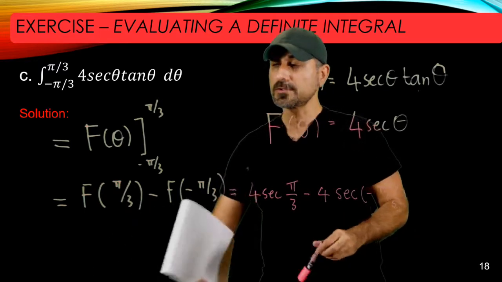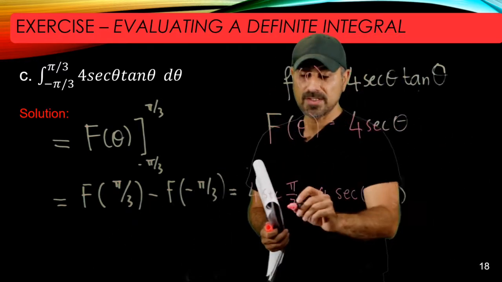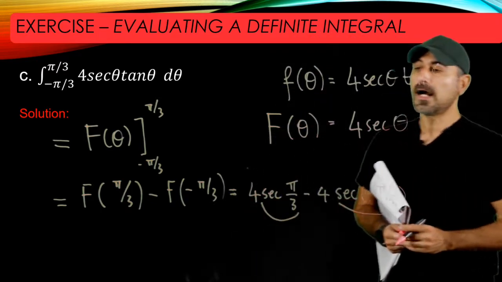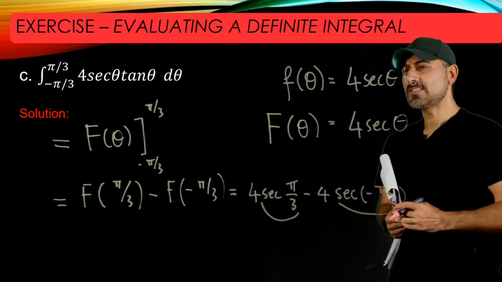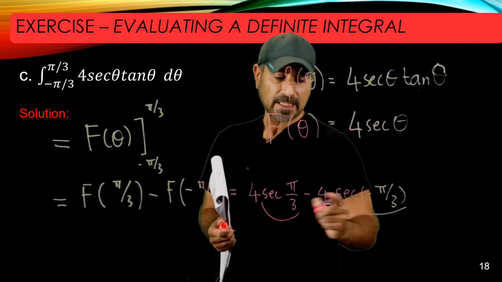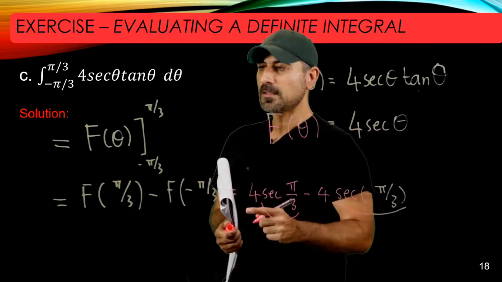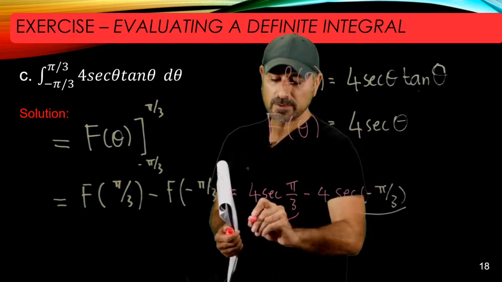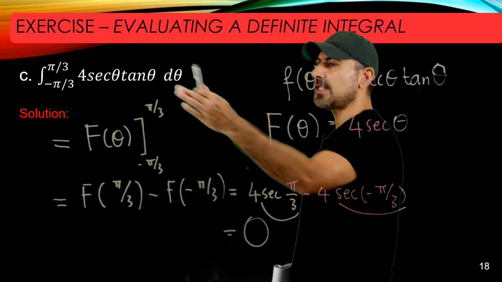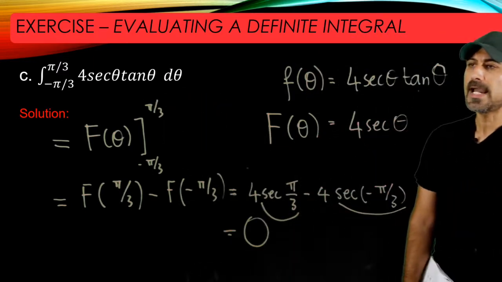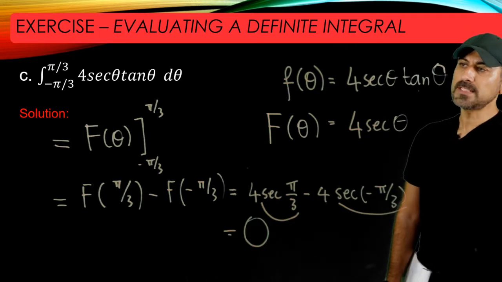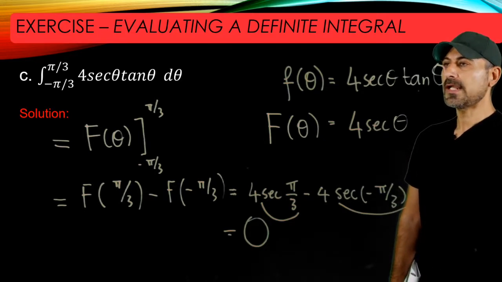Go ahead and use your TI-84 to check that these terms take exactly the same value because secant is an even function. So you get exactly the same numbers popping up, and multiplying them by 4 doesn't change anything, so you get just 0.